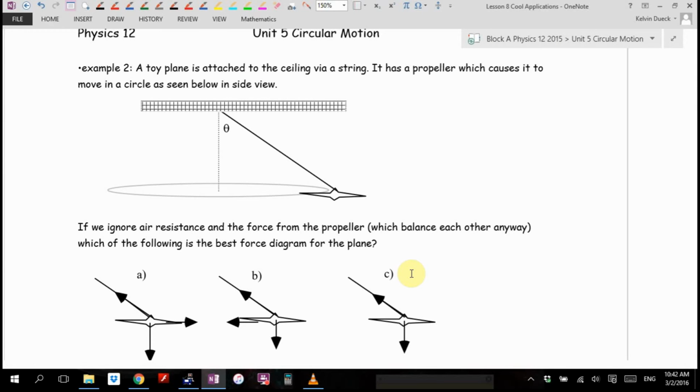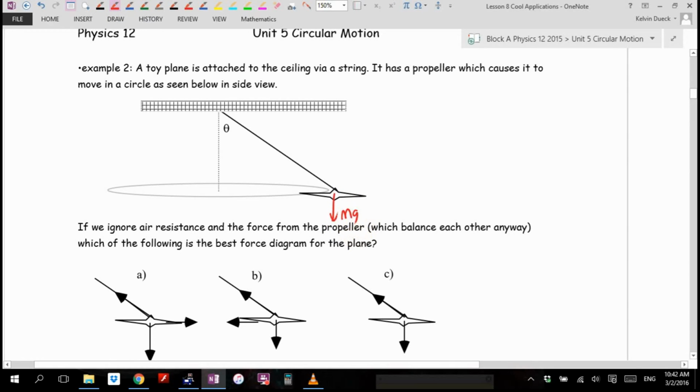A toy plane is attached to a ceiling via a string. It has a propeller which causes it to move in a circle as seen below in side view. If we ignore air resistance and the force from the propeller, which of the following is the best force diagram for the plane? A, B, or C? I think we can figure this out. This is a job for a free body diagram. What are the forces acting on this plane? Get the obvious one. I agree.